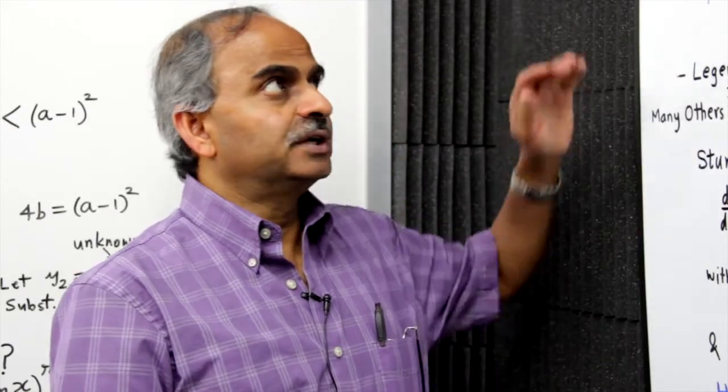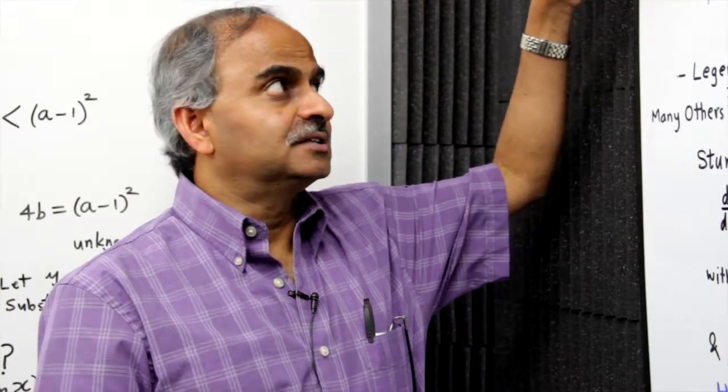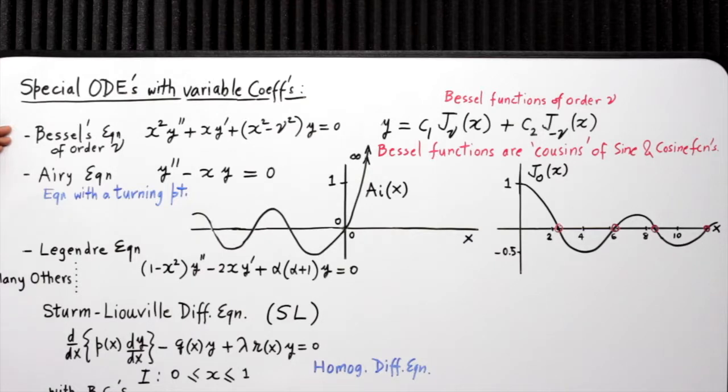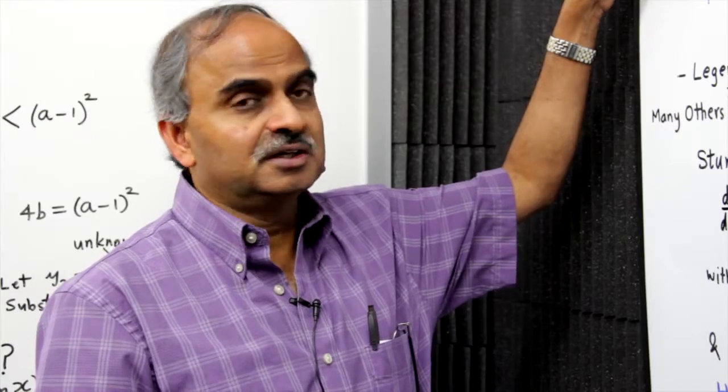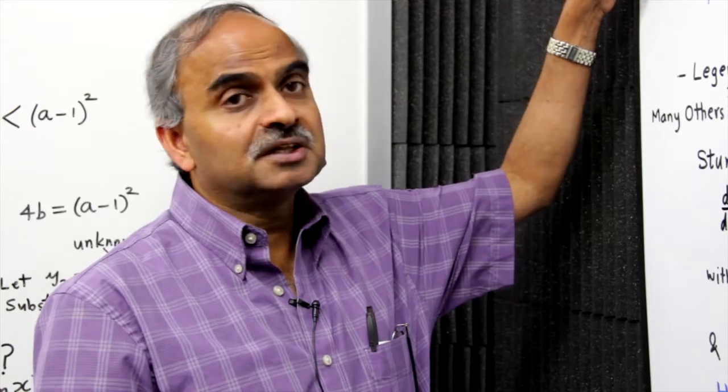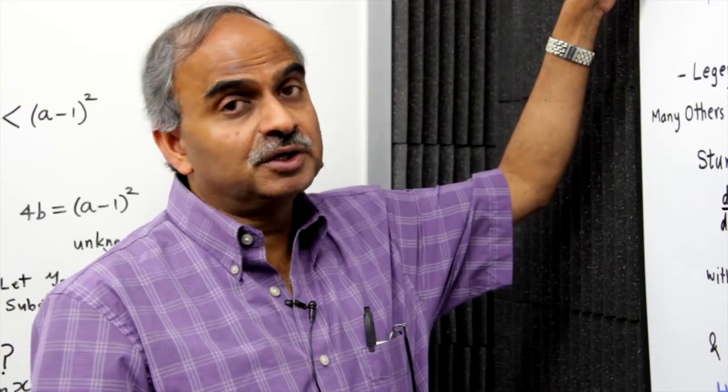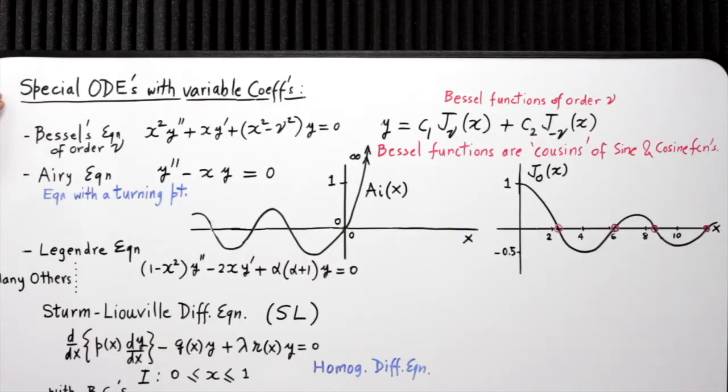So we want to now introduce several very famous differential equations. These differential equations arise in science and engineering applications and have names associated with them, names of scientists and mathematicians who invented them and so on, and they have been found later on in many other contexts. So we call these special ordinary differential equations. They all have variable coefficients in them.